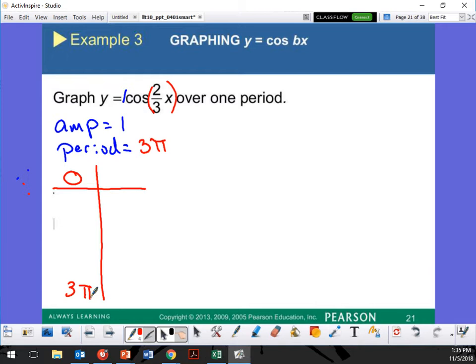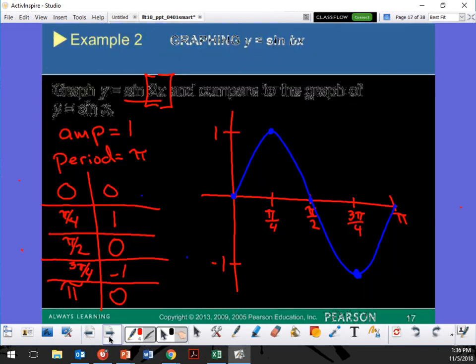Now, I have to figure out how to break this up into my 4 parts. It's going to be 0, and then times 1/4, 1/2, 3/4, and then 1. These are my different parts. So I'm breaking up my graph into different parts here, right here.